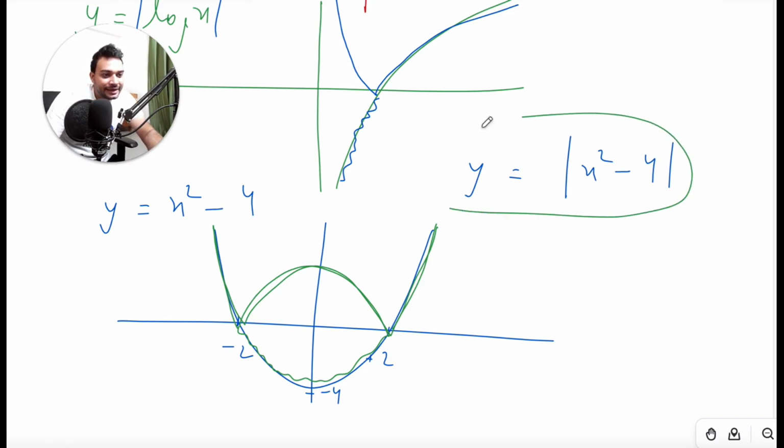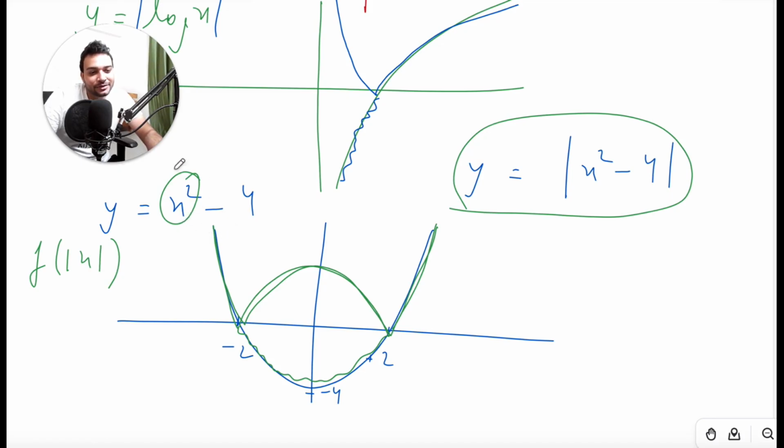You can apply it as it is on any function given. So why didn't we do f of mod x on this quadratic x squared minus 4? Because x squared will always give positive values. Whatever x you give inside, negative or positive, x squared is going to be positive. So even if you put mod of x, squared is the same as x squared, since the square is already doing the action of the absolute function.